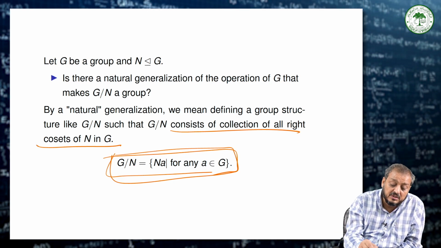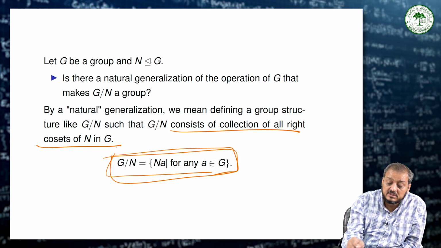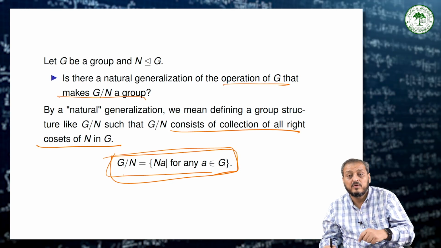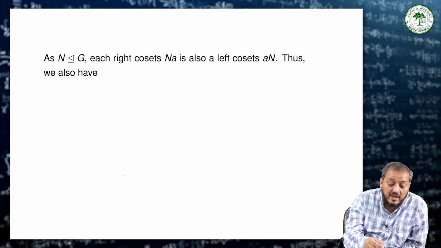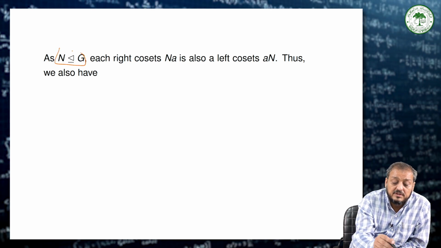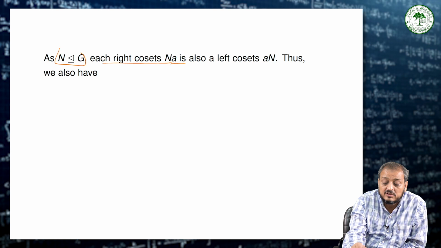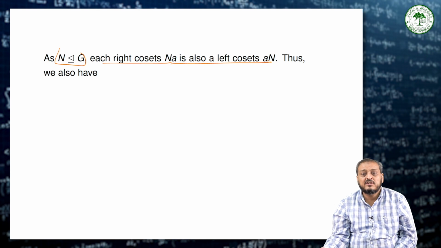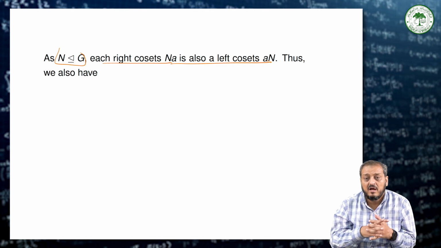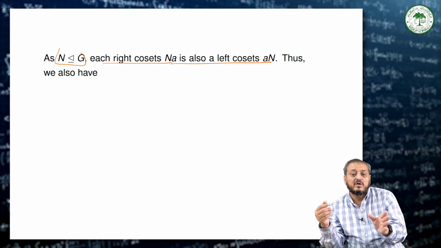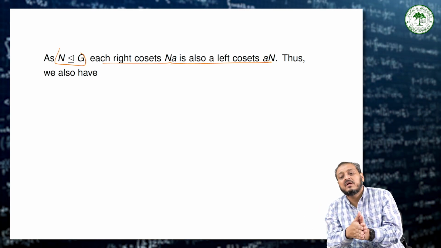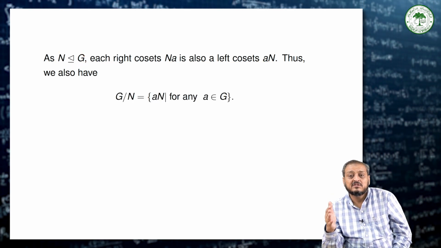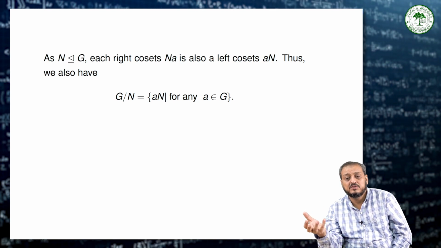Now the question is: how does the operation of G make G/N a group in this form? As N is normal in G, each right coset of N is also a left coset of N. If N is normal, then by definition the right coset is the same as the left coset. Thus Na is the same as aN for any a belonging to G.